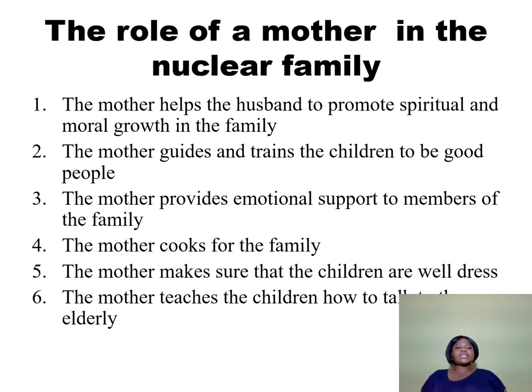All right, good. So let's look at the role of a mother in the nuclear family. Today we learned about what, family, and we said family consists of how many people? Mother, father, brothers and sisters, that is parents and children. Okay? Good. And we said there are two types of families. We have the nuclear family and the extended family. But today we are only looking at the nuclear family.